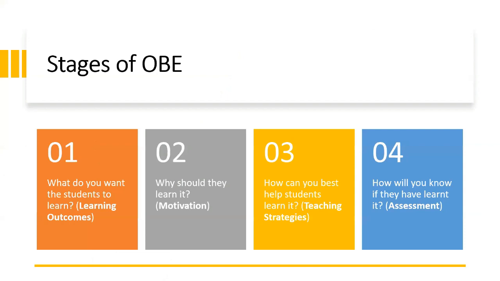There are four stages under outcome-based education. The first stage is what the students need to learn. We should know what the students need to learn. That is learning outcome. Why they should learn that? How, in the best way possible, can the students learn it? The teaching strategies, and finally assessment, whether they have learned it or not. So these are the four stages of outcome-based education.